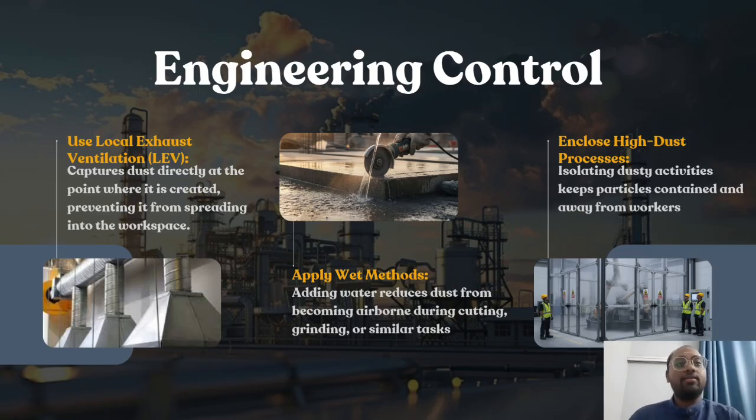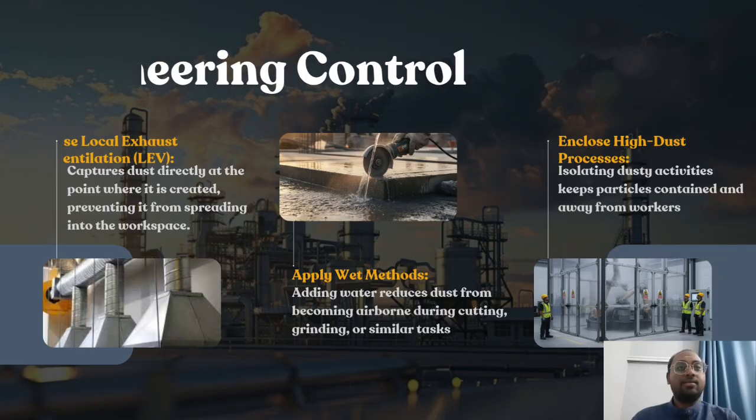Today I'm going to present control and preventive measures for dust exposure in manufacturing factories. So the first one is engineering control. To reduce dust, the best approach is to control it at its source. Local exhaust ventilation captures dust directly from the process. Wet methods help to suppress the particles, and high-dust processes should be enclosed to prevent the dust from spreading.